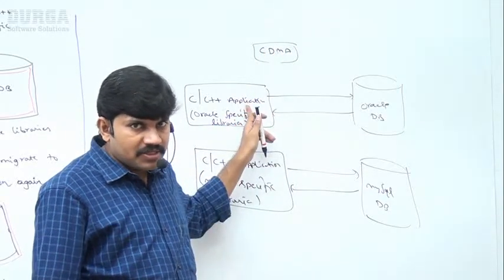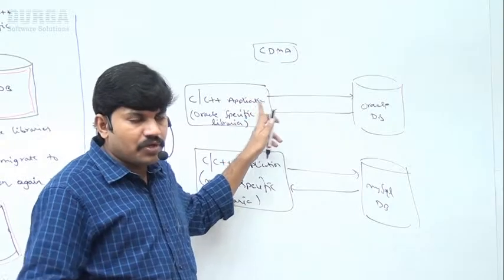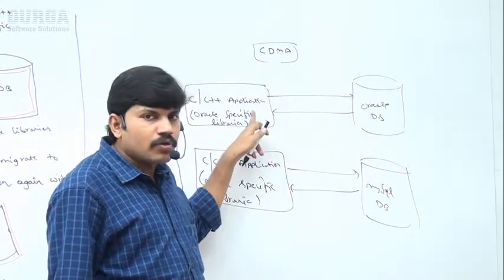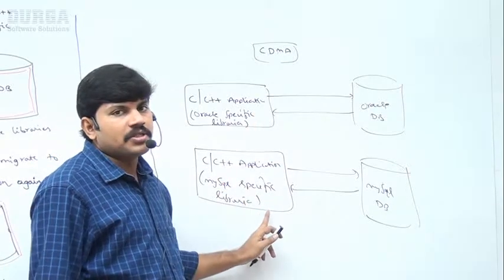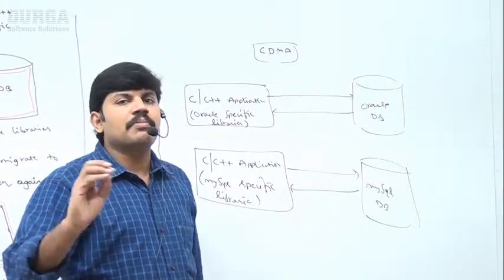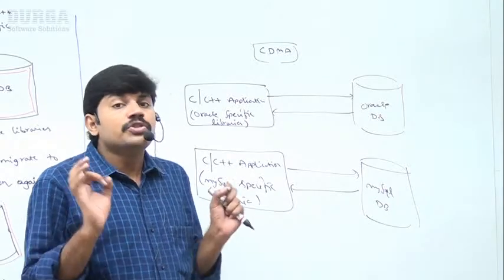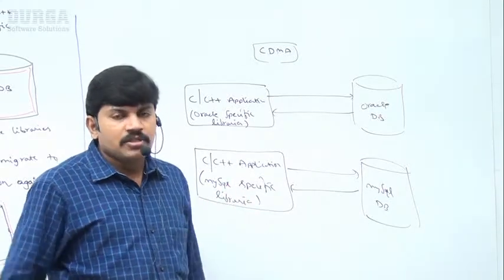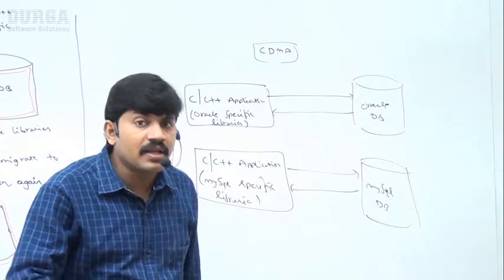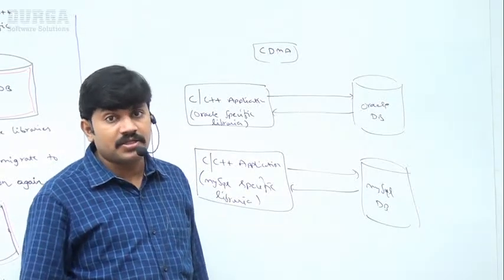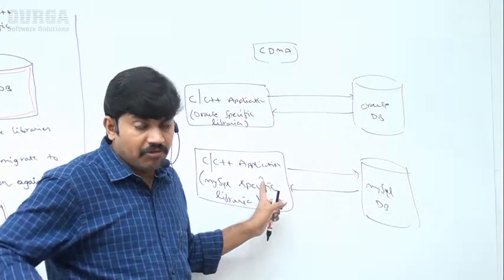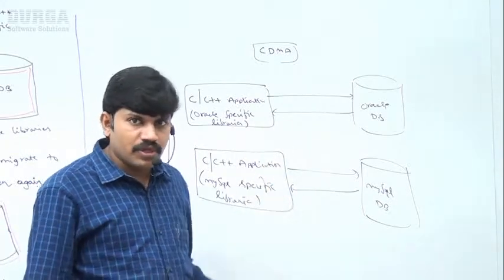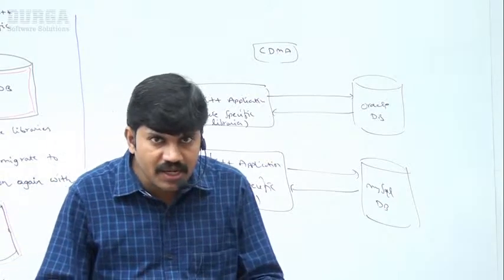This application can work only with the Oracle database. If you want to go for another database, we have to develop a new application. So the application becomes database dependent, which creates maintenance problems. Suppose I want to use 10 databases, then I am required to maintain 10 separate applications, which is very complex. Maintenance problems are going to come into the picture. Up to this it is very clear, right?